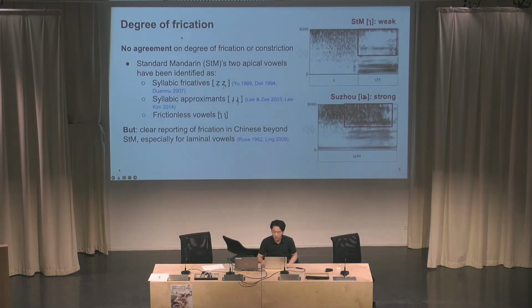There are several unresolved questions about the ways fricative vowels are typically produced. There is disagreement on the manner of the articulation that best describes fricative vowels. Analyses of Standard Mandarin have claimed that its apical vowels are anything from syllabic fricatives to completely frictionless. Here is a typical example from Standard Mandarin, an apical alveolar vowel.